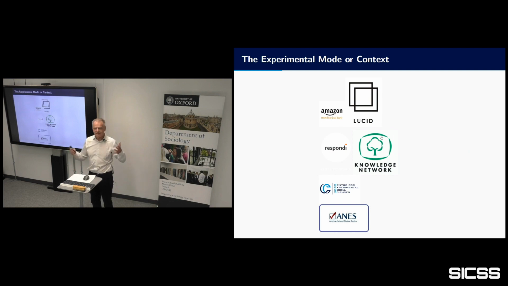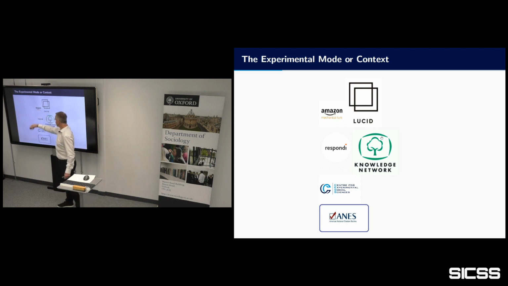There are lots of different modes or contexts in which you can conduct this work, right? You can use Amazon, you can use Lucid. These are basically crowdsourced, or you could use Respondi, which is a large-scale commercial subject pool. You could use something like Knowledge Networks in the US, which has a very representative sample of online respondents. Or you could do something like the American National Election Study, or GSS, which has a very robust representative in-person sample. So the point is that there are various kinds of modes that you can use when you're thinking about replicating a particular experiment.